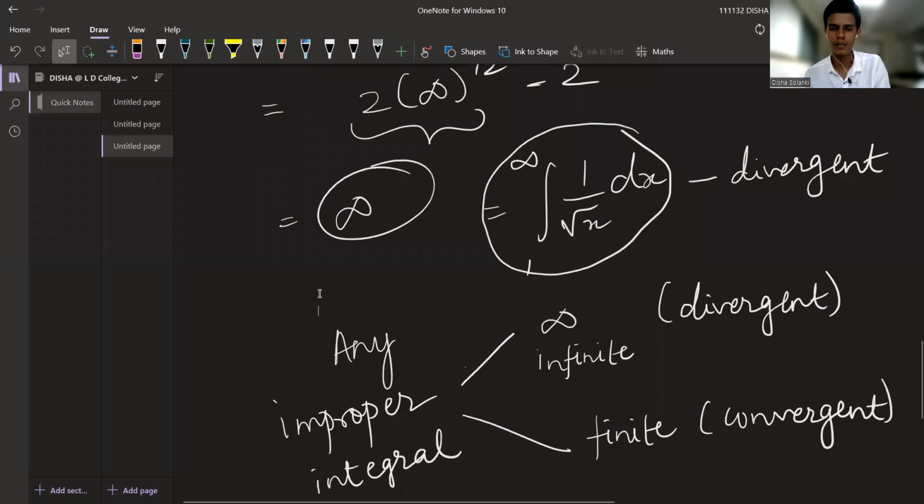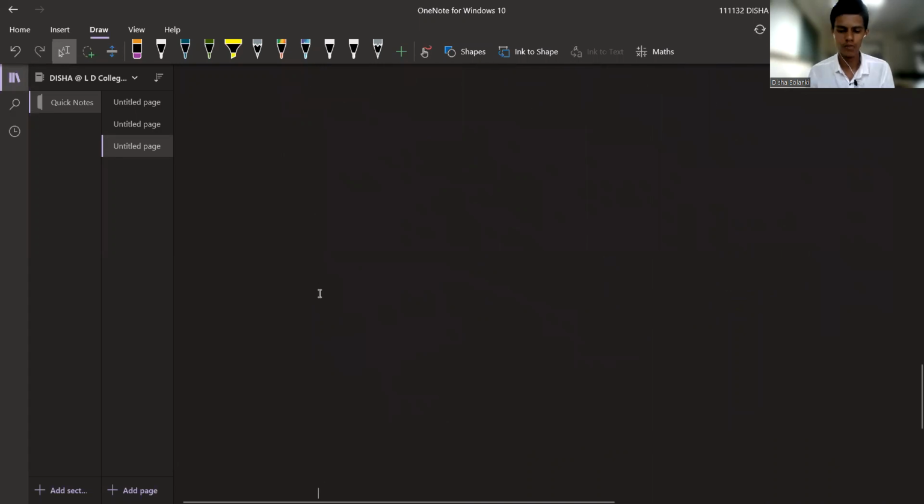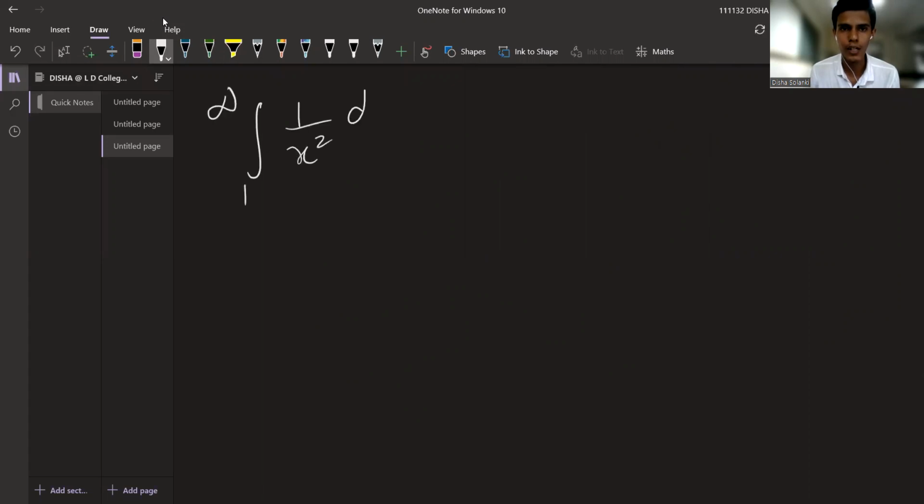Now let us take a next example, which is integration from 1 to infinity of 1 by x squared dx. Okay, so we can again see this integral is improper. It is an improper integral. Why? Because it has one of its limits as infinity, and it is of type 1 because its lower limit is finite, which is 1, and its upper limit is infinite.